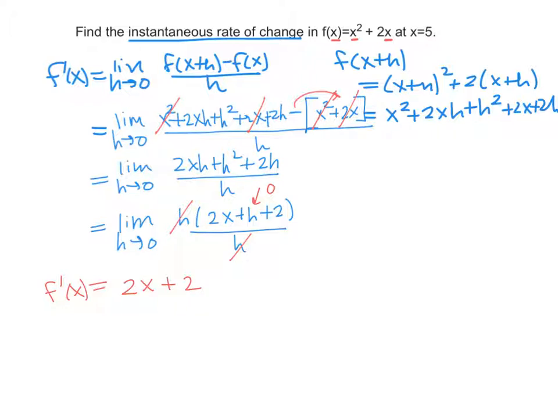In order to find the slope of a tangent at x equals 5, we simply plug it in, and we get 10 plus 2, which is going to be 12. 12 is the slope of the tangent at x equals 5.